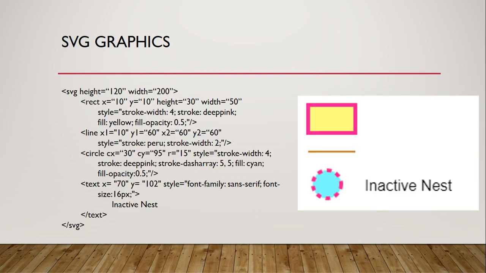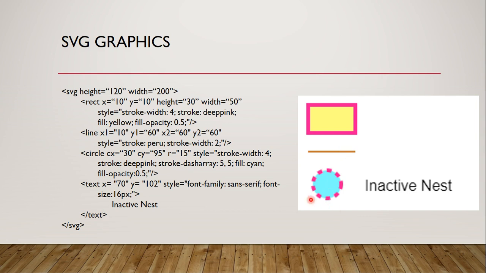And when it's all said and done, the SVG code on the left will create the graphics on the right. So we have a rectangle element. The upper left corner is 10 pixels down and 10 pixels to the right. And then the element itself has a width of 50 pixels and a height of 30. And it has a deep pink boundary line and a yellow fill. Then we have a line that starts at 10 to the right and 60 pixels down. And it goes to the coordinate 60, 60. And it has a stroke width of 2 and a color of Peru.